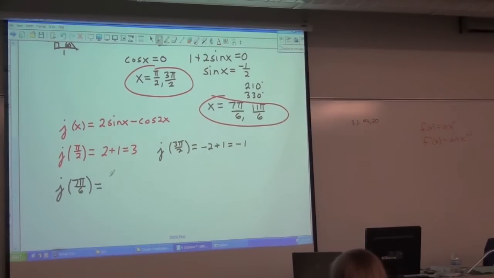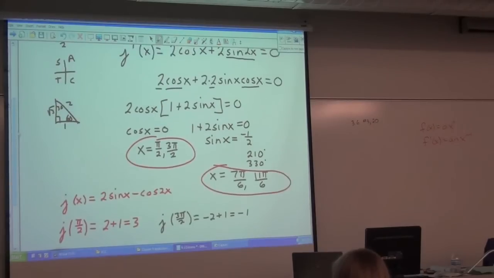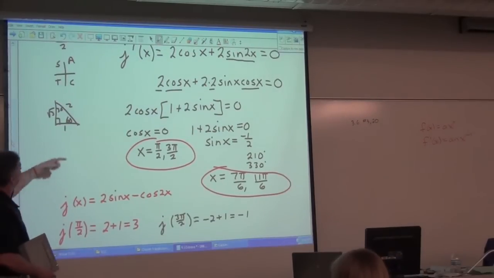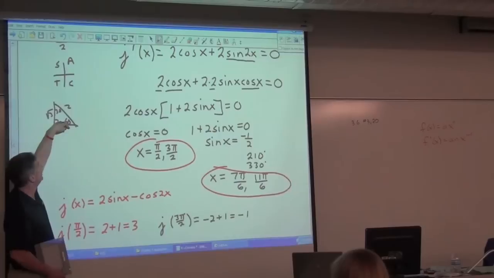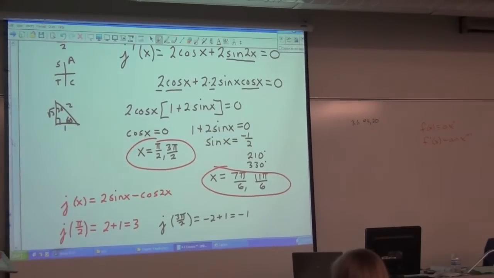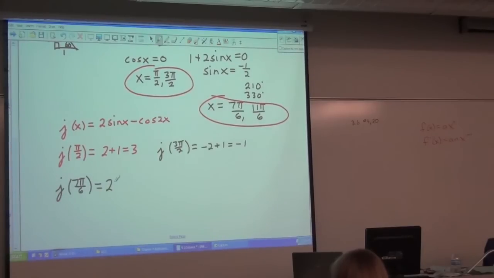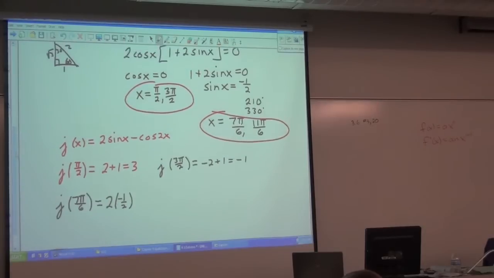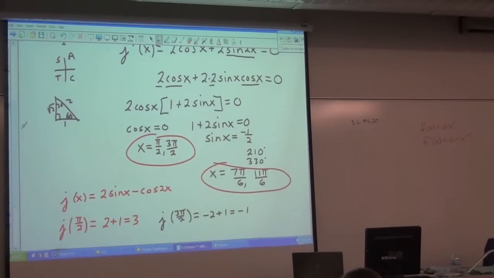So we'd have 2 times the sine of 7 pi over 6. Remember that reference to 30, right? We already knew the sine of 30 was a half, and that quadrant's negative. So it'd be 2 times negative a half. And then if I put 7 pi over 6 in here, we get 2 times that. 2 would go to 6 3 times, so we get 7 pi over 3. 7 pi over 3 would be about 420 degrees.